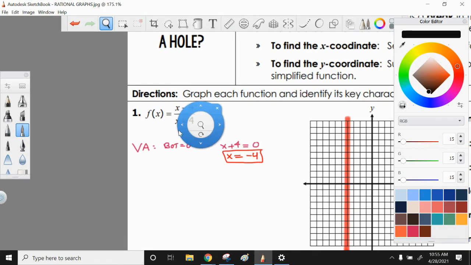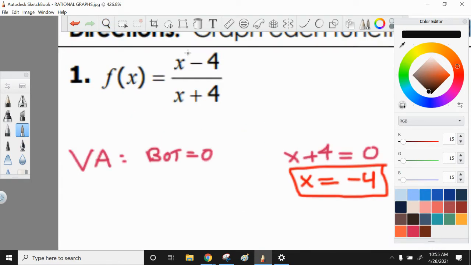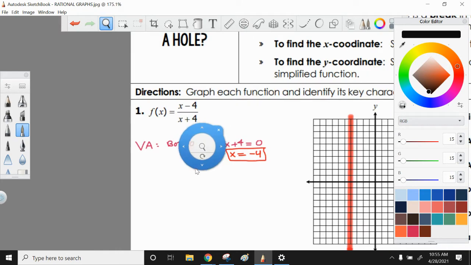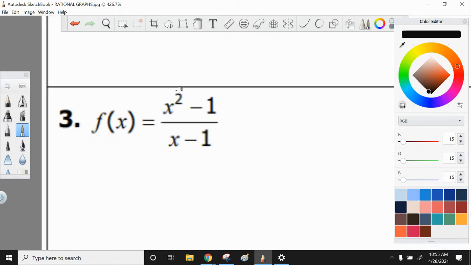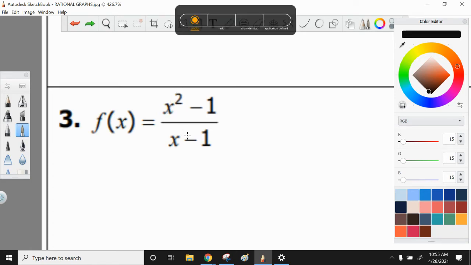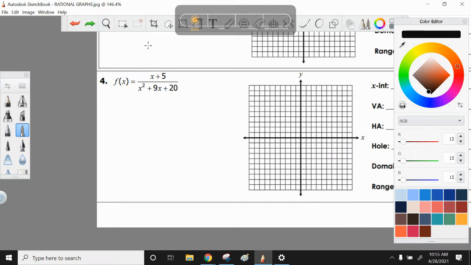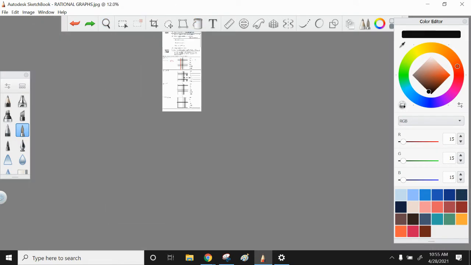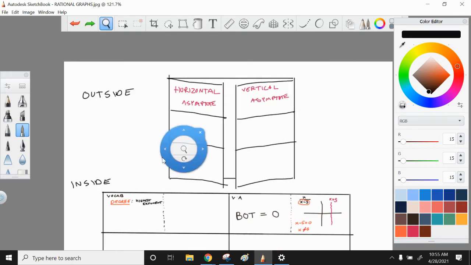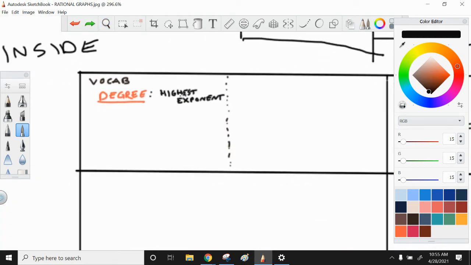Going down to our question here, right? The highest exponent is a 1 on top, is a 1 on bottom. If we look down here, it's a 1 and a 1. If we look down here, the degree would be a 2. And the degree would be a 1, right? So if you don't see an exponent, the degree is 1. Down here would be 1 on top, 2 on bottom. Okay, really simply, the degree is just looking at the exponents, okay?